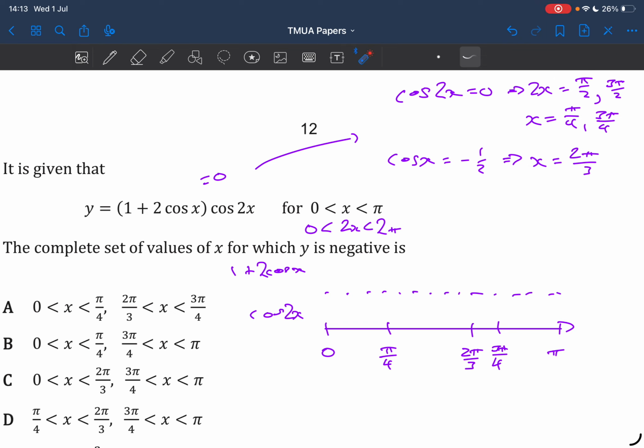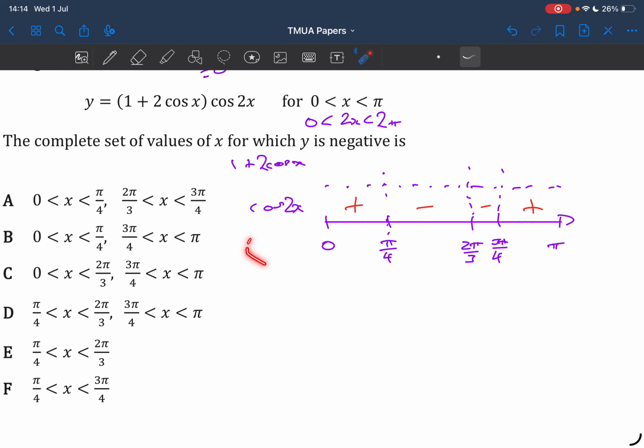So cos 2x is nice and straightforward, isn't it? For the first 90 degrees it is positive. For the next 180 it's negative, and then the next quarter it's positive again. So it's the quarters, isn't it? We're going to be positive, negative, negative, positive. Let's do some little dash lines there as well, so you can see those bits a bit clearer. So we have positive, negative, negative, positive.